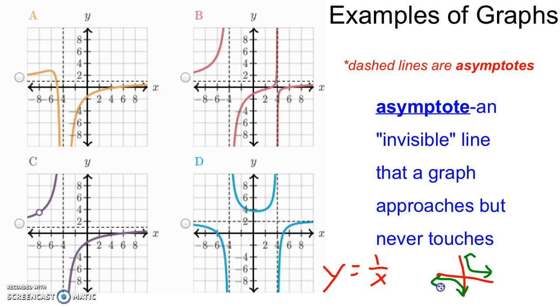And the x and the y axis are the asymptotes, which means that my green curves approach but never touch those axes. If we think about what's happening, let's say x gets bigger. Well, when x is 1, y is 1. When x is 100, y is 1 over 100. When x is 1,000, y is 1 over 1,000.